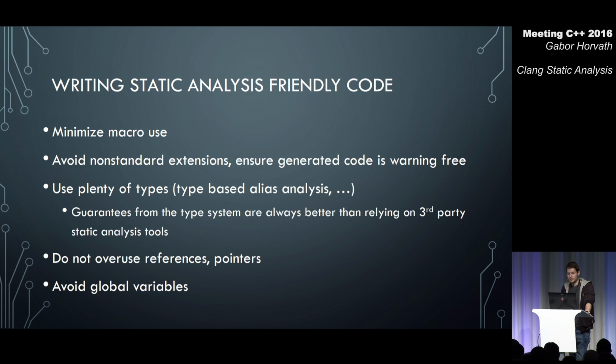And also, reasoning about global variables needs global knowledge. So if you have fewer global variables, then it is easier for the tools to reason about your code, and it's also easier for your coworkers to reason about the code.